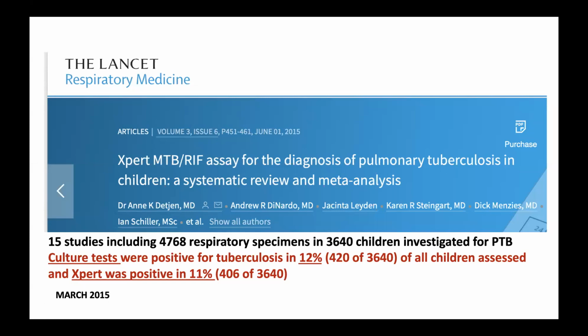Now, Xpert was positive in about 11%. So you can see here, Xpert and culture are kind of going hand in hand. So despite all these children who were suspected to have TB, you can see such a small number, almost like 1 in 10.